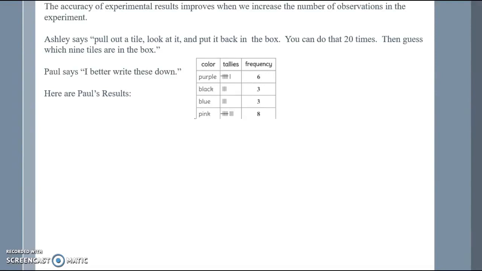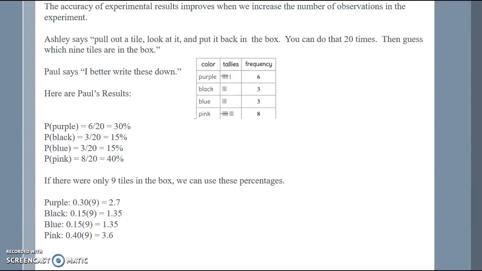So we have color tiles, purple, black, blue, and pink. We tallied and we have a frequency. So the purple ended up being 6 out of 20 times, black 3 out of 20 times, blue 3 out of 20 times, and pink 8 out of 20 times. So 40%, 15%, 15%, and 30% respectively.